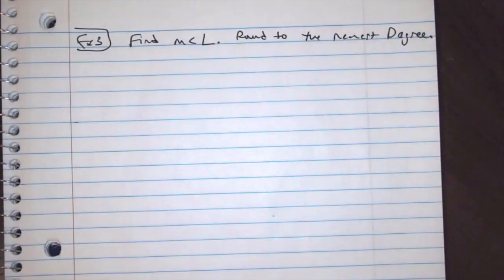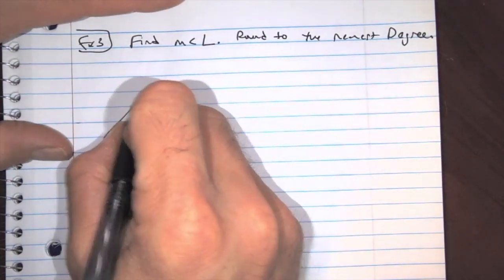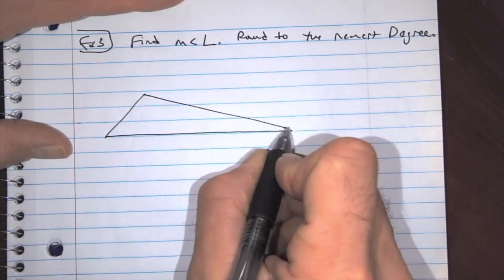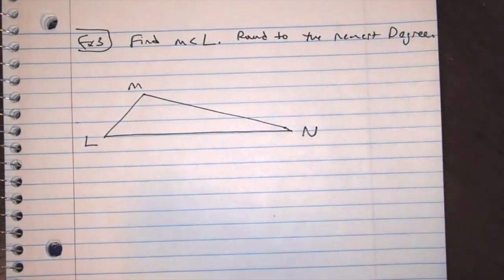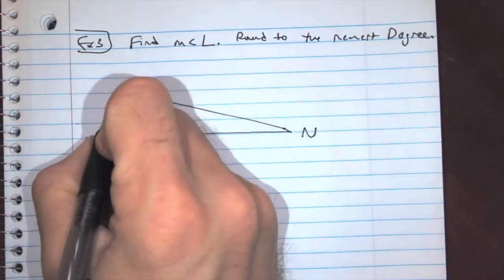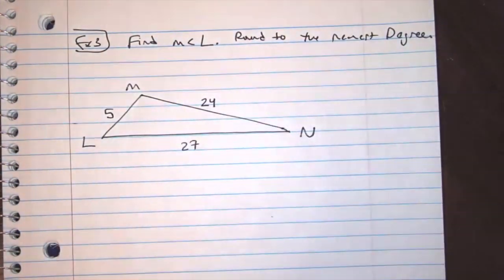Find the measure of angle L, round to the nearest degree. Triangle L M N. Let's say this side is 5, this is 24, and this is 27. And that's all I'm going to give you. I'm making sure I'm writing the correct problem down from my notes.